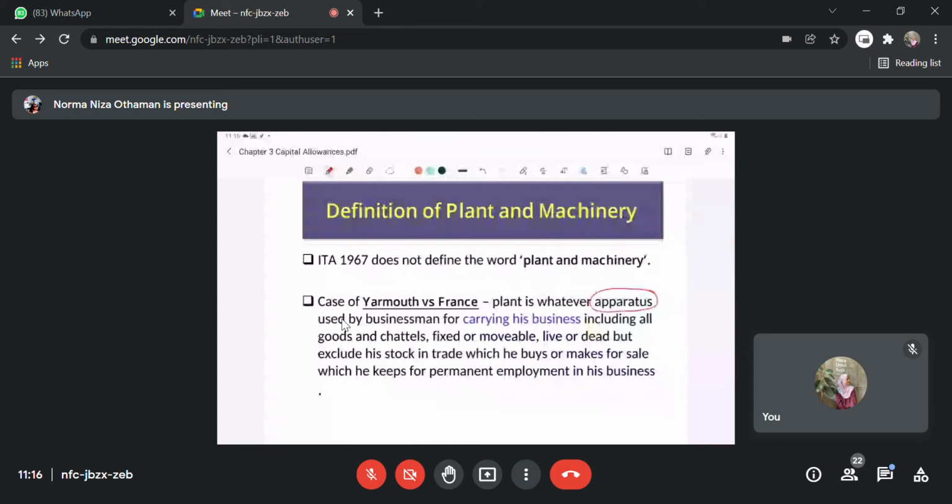Peralatan. Yes, very good. Dia adalah peralatan atau perkakasan. Okay, used by the businessman for carrying his business. So the keywords kat sini mesti carry business, right? So dia bagi contoh lah. Okay, including all the goods, chattel, fixed, movable, life of, debt of. Okay, so termasuklah dekat sini.